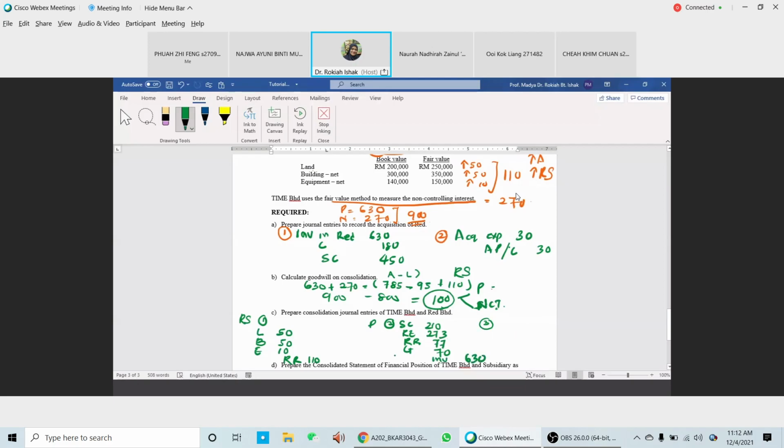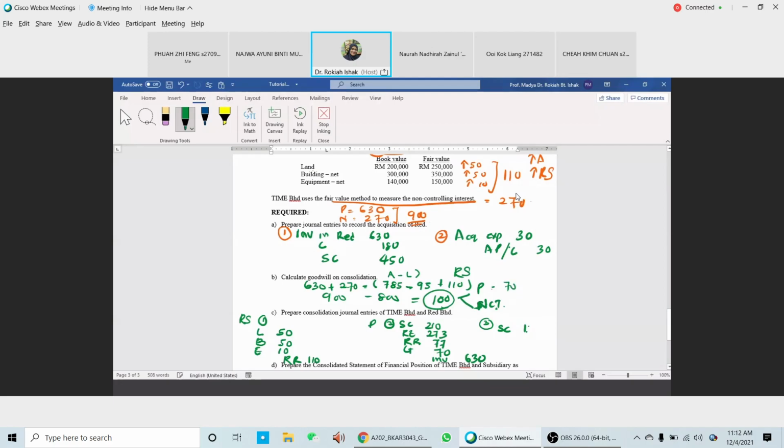I want to ask you how to get this 70. For the NCI, same thing. 100,000 times 70%. Yes, okay, 70% from here.